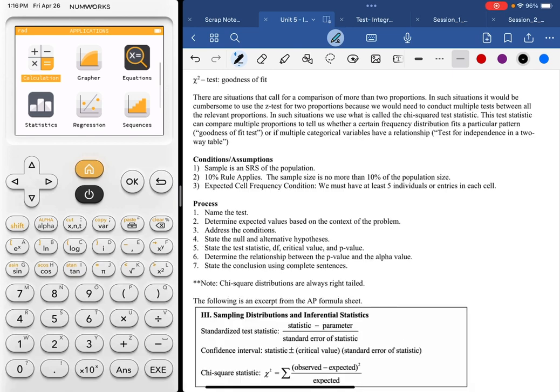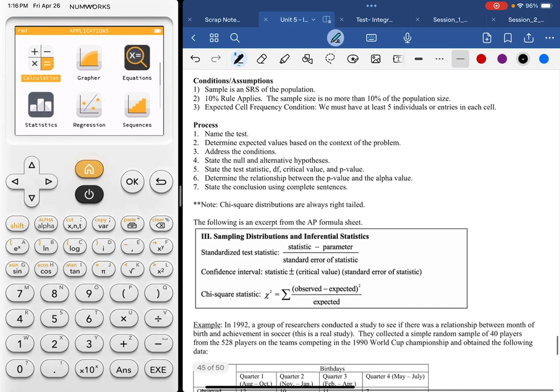All right, so like I said, we're going to focus on a one-way chi-square to get started. You have conditions and assumptions just like any other hypothesis test: simple random sample, 10% rule, and expected, this is new, expected cell frequency condition. We must have at least 5 individuals or entries in each cell. At this point, we just assume that the test won't work properly if that's not satisfied.